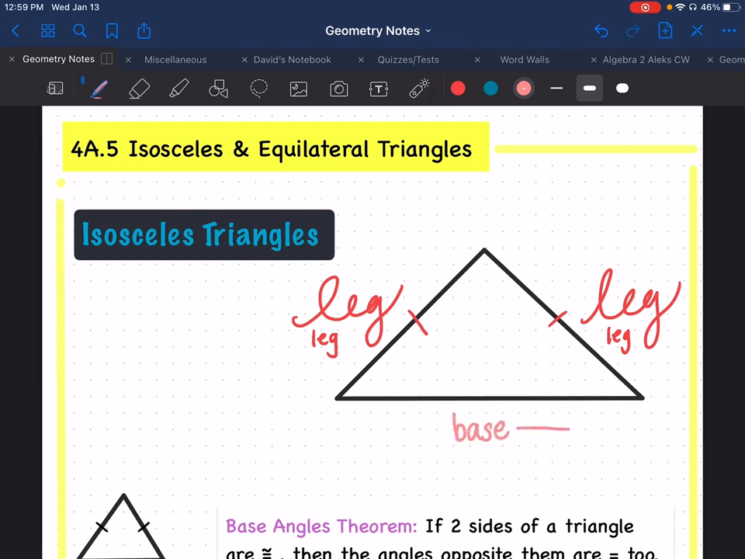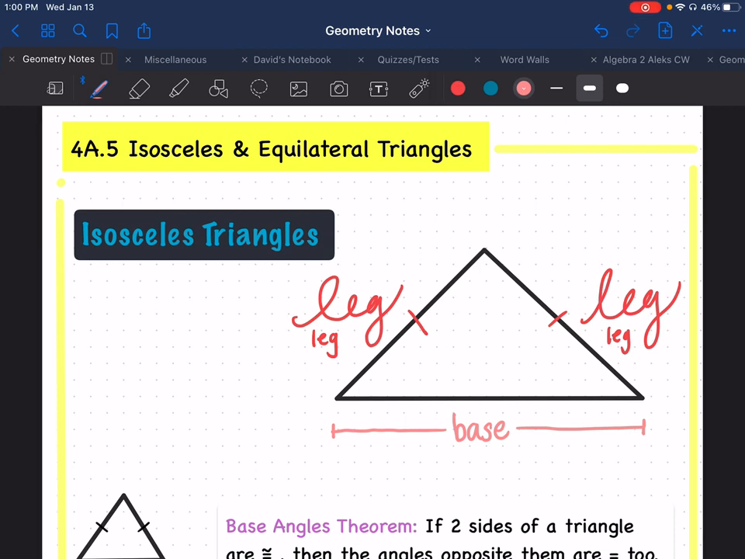Now, be careful because that is a very misleading term. A lot of the time we think of the base as being what the triangle sits on, and that's not the case. I can take this triangle and rotate it for you. The base in this case is just the non-congruent side, the side that's different from the other two.